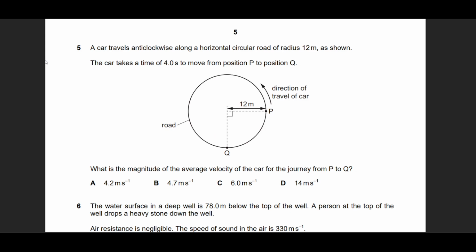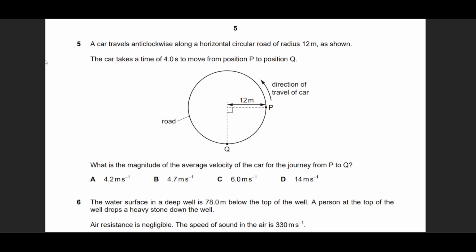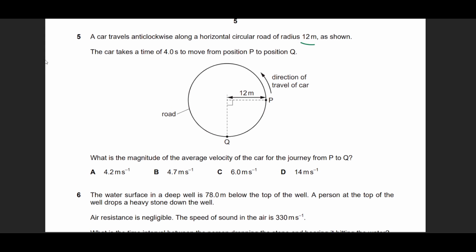Question 5 is pretty straightforward in terms of distance and displacement. He says this is the radius, this is the circular track. Okay, fine, we understand this. The car takes 4 seconds to move from P to Q. So according to the full circle, let's say, it takes 4 seconds to come here. It says what's the average velocity.